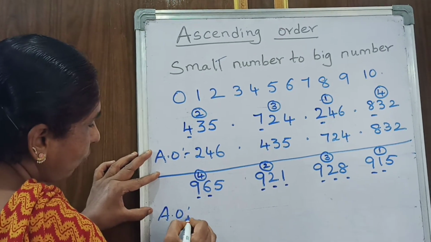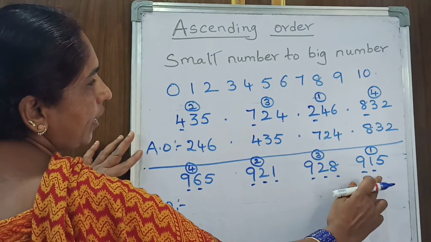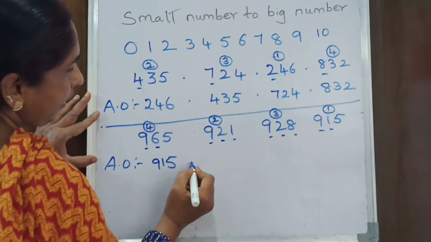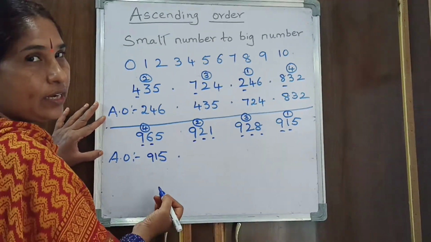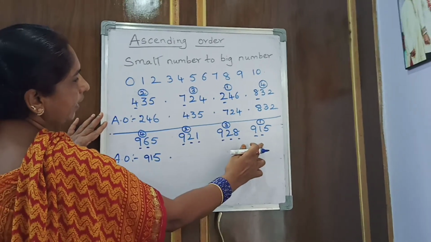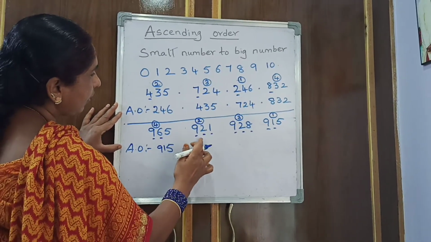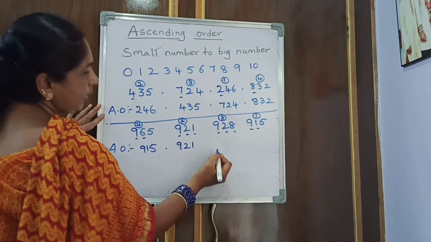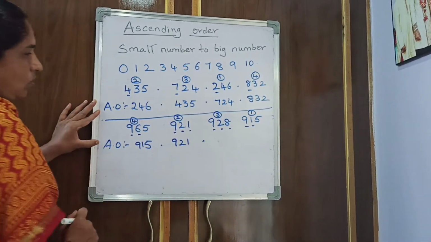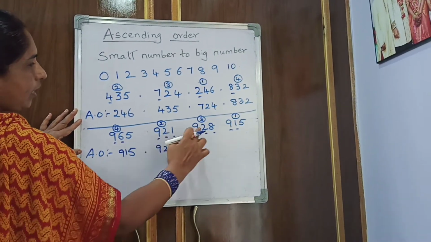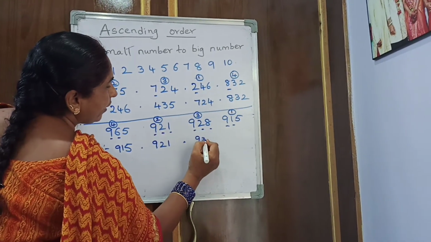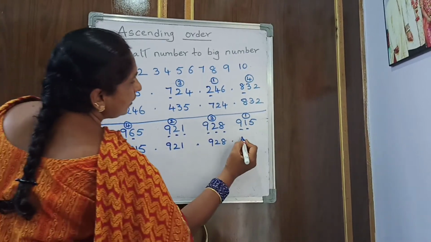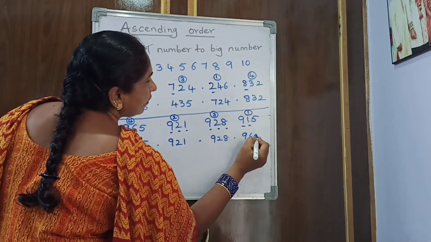Ascending order. AO, ascending order. First one is 915. Keep one dot and leave one box. 915 after, what is the second one? 921. Then keep one dot and leave one box. 921 after, 928. Then 965.